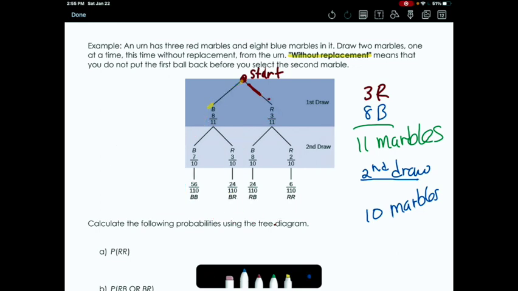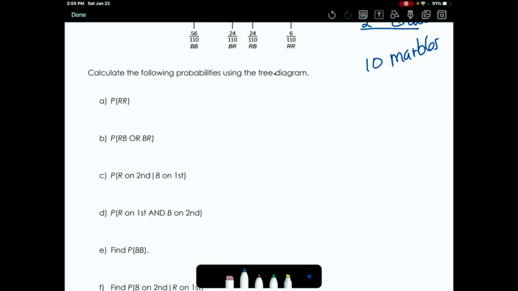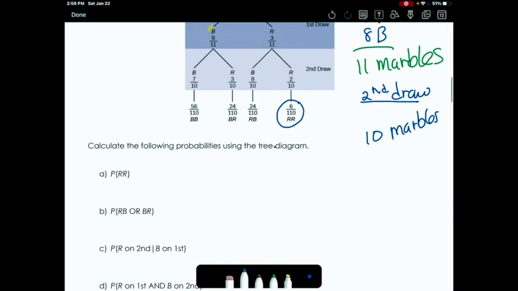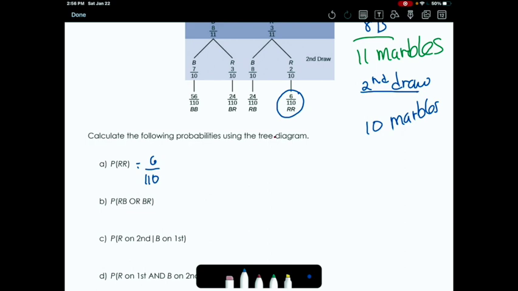So I'm going to erase this to get rid of the clutter, and then we can use the tree diagram to answer the questions. Okay, so the first question says, what's the probability of getting a red and then another red? That's this right here. Because it was set up for us in the beginning, we already know that answer. That would be 6 over 110.